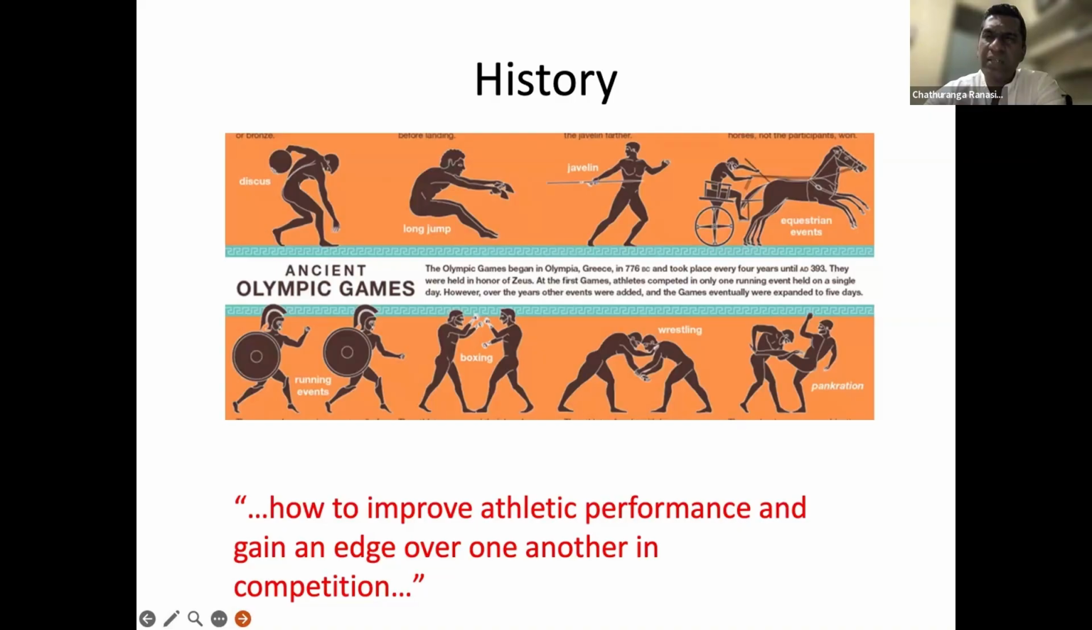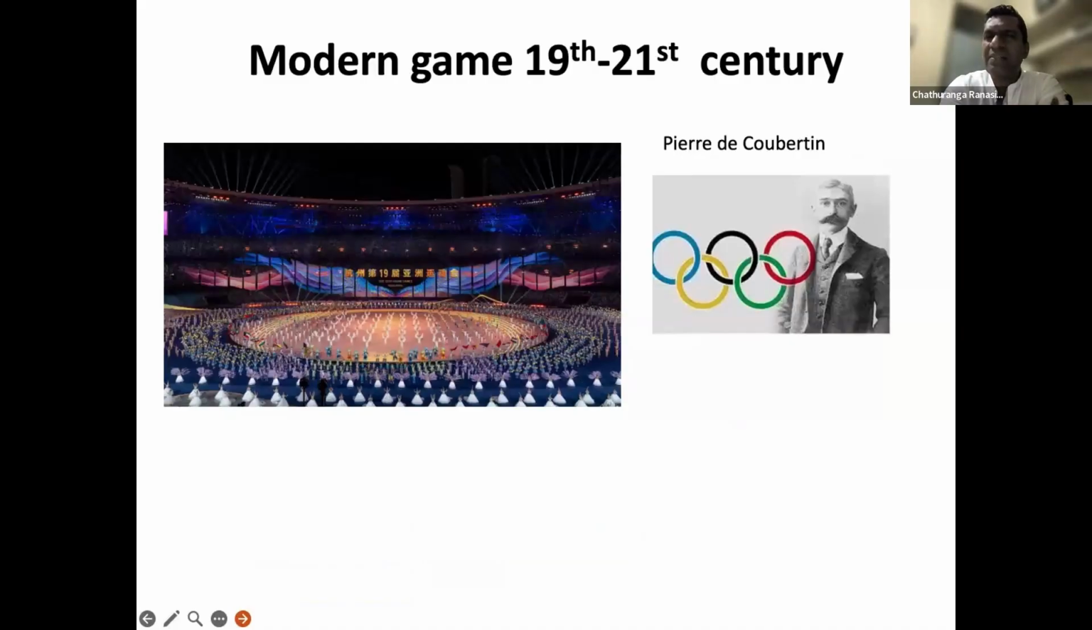Throughout that time, there were also physicians who were trying to make these athletes better, mainly on performance, and to get an edge over one another. That has been there for a while, but after a period of time, it faded away. But then the modern Olympics came. A person called Pierre de Coubertin in the 19th century brought back the modern Olympics. Why I'm talking about the Olympics is because that is the biggest sporting event in the world, where all the countries participate and almost all the best sportsmen compete. That's the biggest extravaganza, where all the countries come into one place.